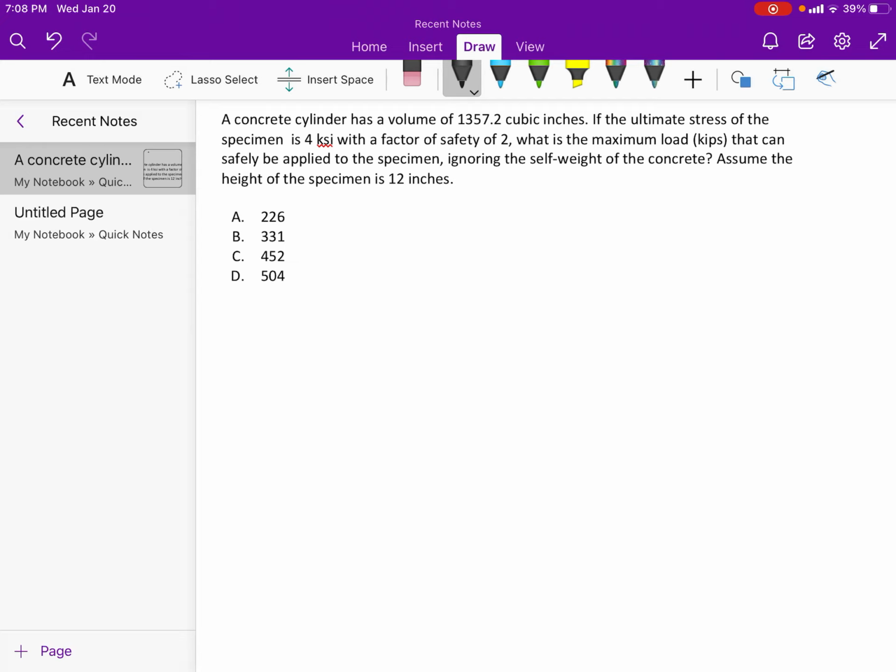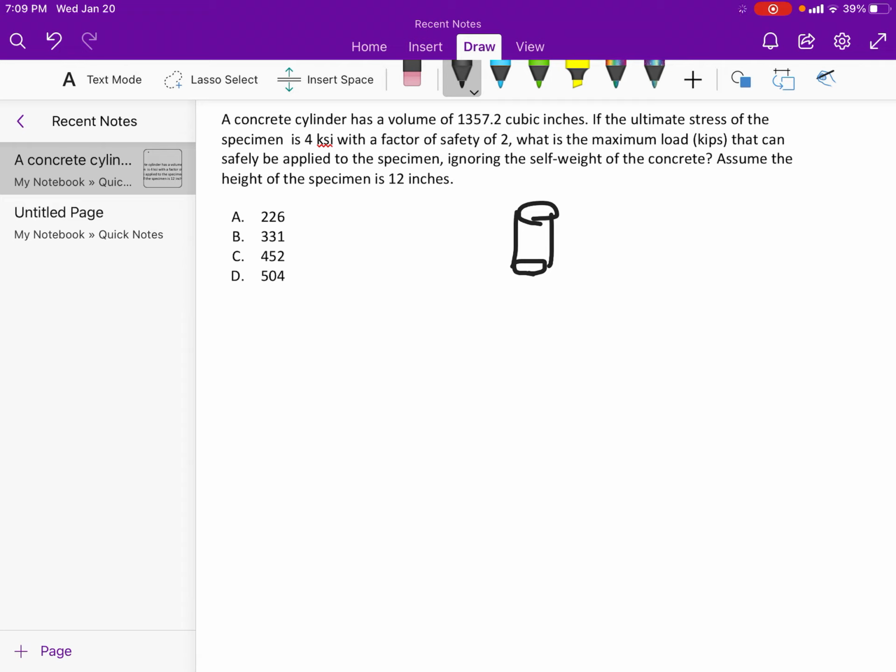Today we're going to go over a problem for the PE or the FE that involves the behavior of concrete cylinders in compression. So we're going to start with a little illustration to describe what we're dealing with here. Alright, so this is our concrete cylinder. You'll see these pretty frequently on construction sites.